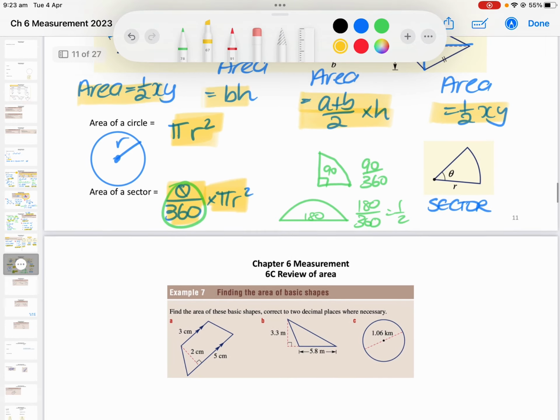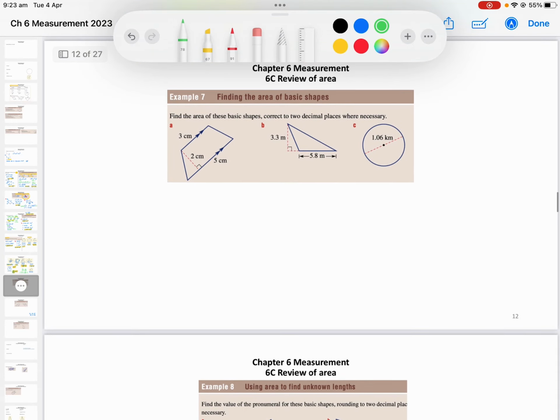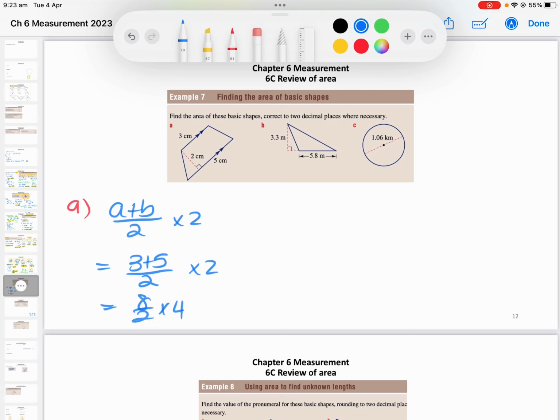So let's do some examples. For A, it's a trapezium. And remember, for a trapezium, the area is the two sides added together, find the average, and times by the height. 3 plus 5, get half of that, and times by the height. So that's 8 on 2. Oops, I was thinking of the answer, wasn't it? Which is 8 centimetres squared.